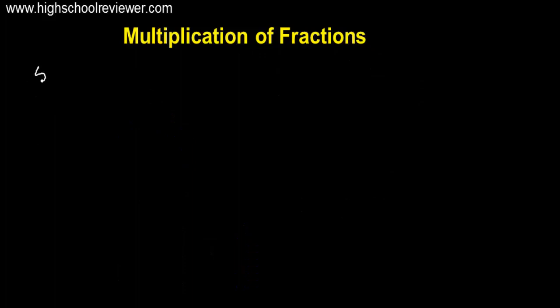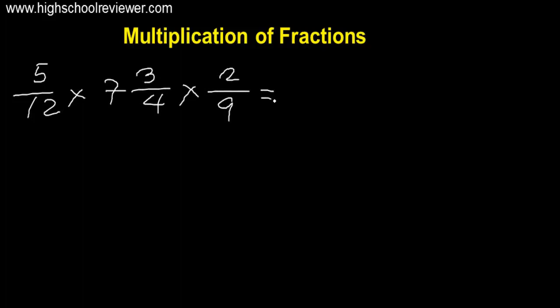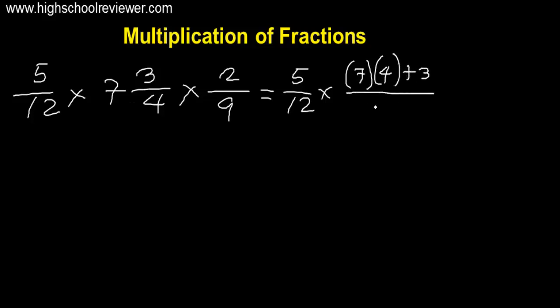Another example, we have here 5 over 12 multiplied by 7 and 3 over 4 multiplied by 2 over 9. We cannot multiply this directly because we have a mixed number. We need to convert this first to an improper fraction. Let us convert. Again, we have here 5 over 12. And to convert this, we will have 7 multiplied by 4, and add that by the numerator. Just copy the denominator, and then we have here 2 over 9.